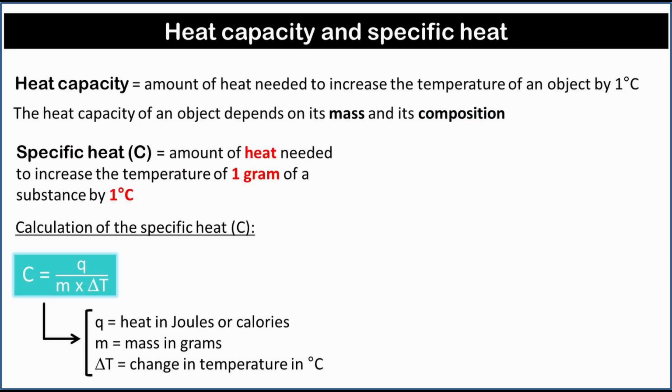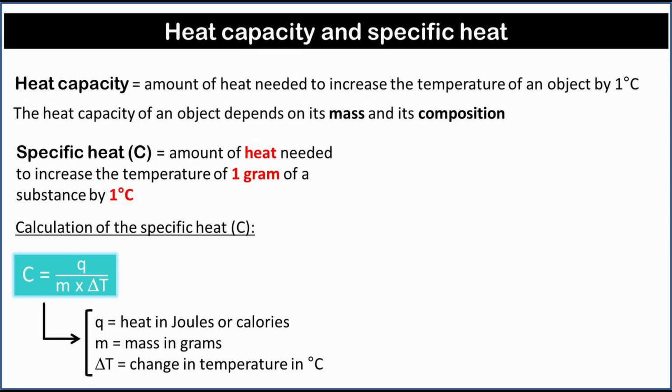The amount of heat needed to increase the temperature of an object by 1 degree Celsius is the heat capacity of the object. The heat capacity of an object depends on its mass and its composition. The greater the mass of an object, the greater its heat capacity. And different substances with the same mass have different heat capacities.